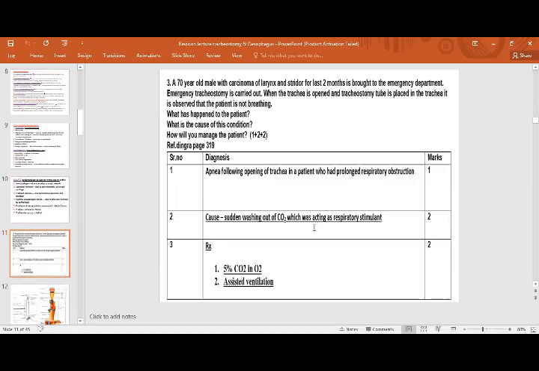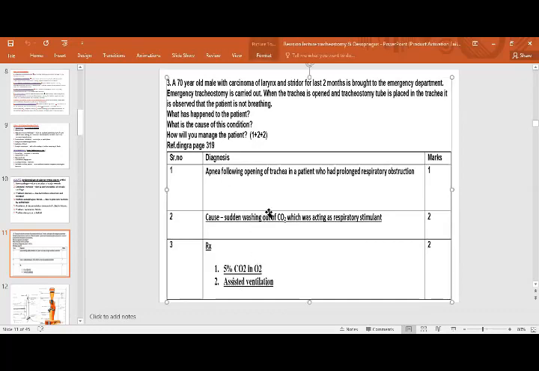A 70 year old male with carcinoma of larynx and stridor for the last 2 months is brought to the emergency department. Emergency tracheostomy is carried out. When the trachea is opened and the tracheostomy tube is placed in the trachea, it is observed that the patient is not breathing. What has happened to the patient? The diagnosis is apnea, because it follows opening of the trachea in a patient who had prolonged respiratory obstruction. How will you manage the patient? The cause is the sudden washing out of carbon dioxide, which was acting as a respiratory stimulant. And the management is assisted ventilation.